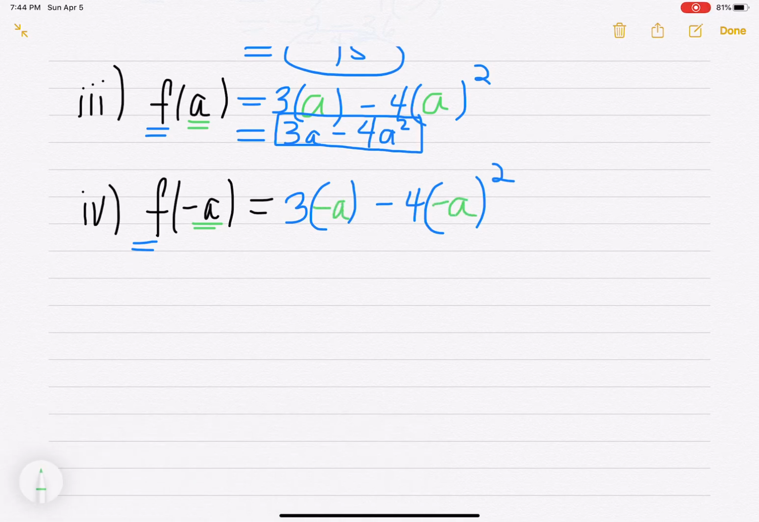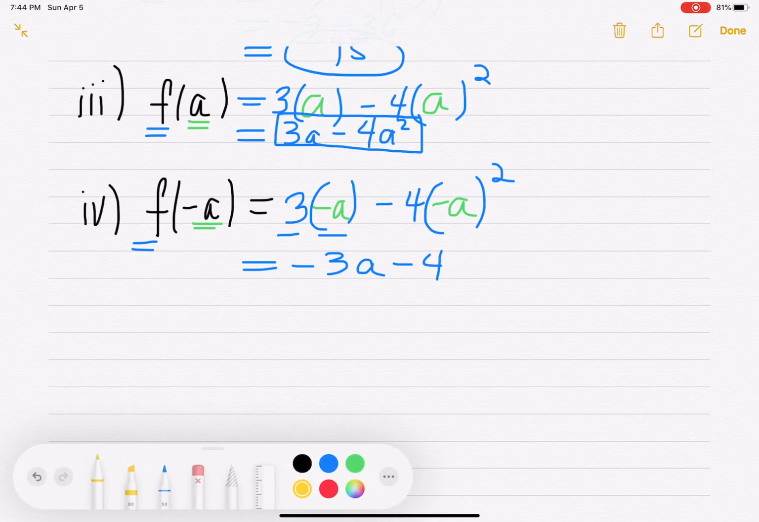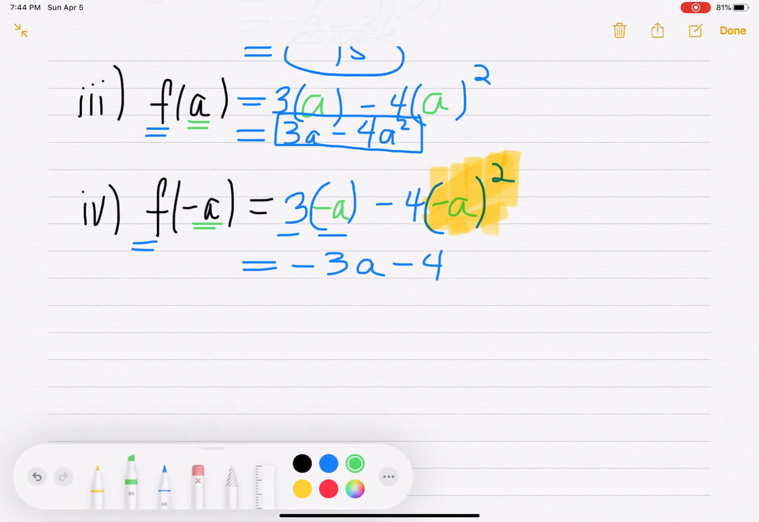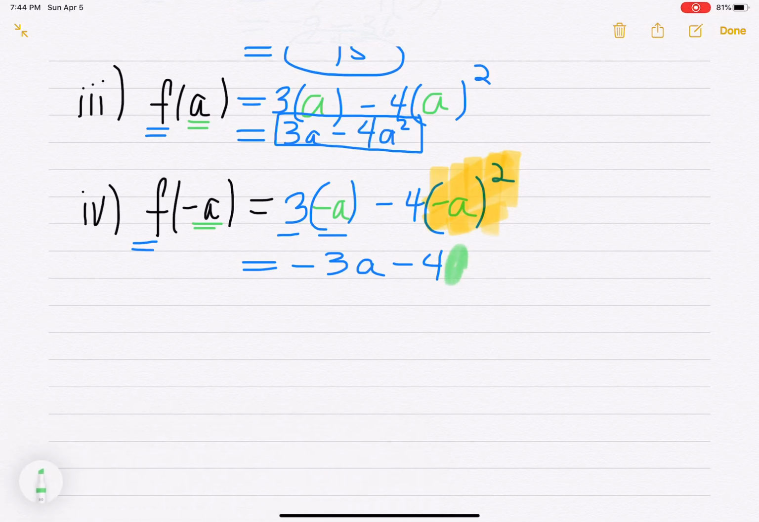Now you have to be careful when you simplify this one. The question is, what is 3 times negative a? Well, we know a positive times a negative is a negative, so it's going to be minus 3a. And we have minus 4, and then we have to perform minus a squared. So when you do this, minus a squared right here, be aware that the square kills off the negative. Square kills off the negative. So you end up with simply a squared.